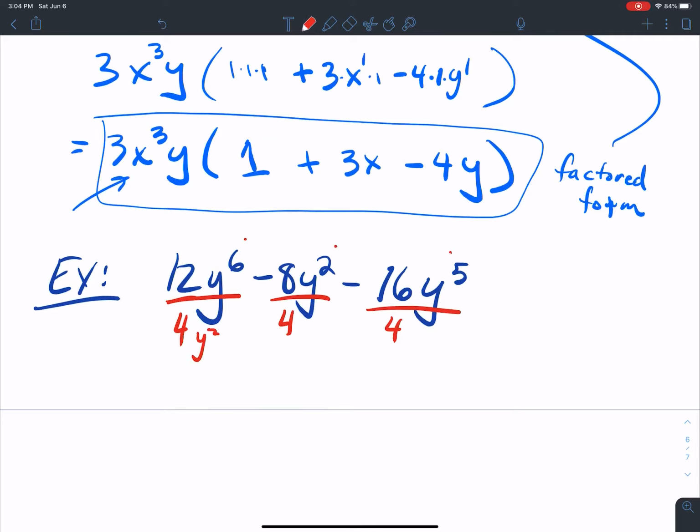Okay? And so if you wanted to, you could write in descending order inside the parentheses. It's not really too big a deal. But if you wanted to, that'd be 4y squared times (3y to the 4th minus 4y cubed minus 2). And that would be your final answer. Okay, so that's how you GCF, and that is the first step in factoring.